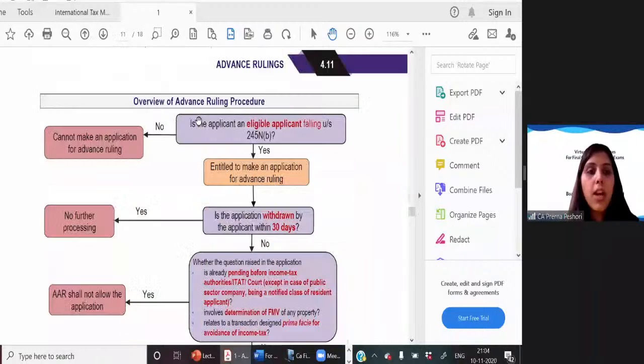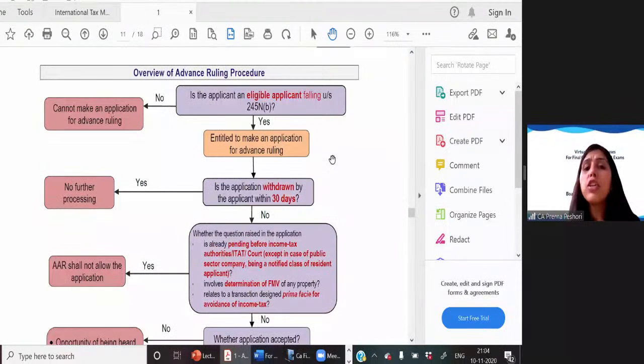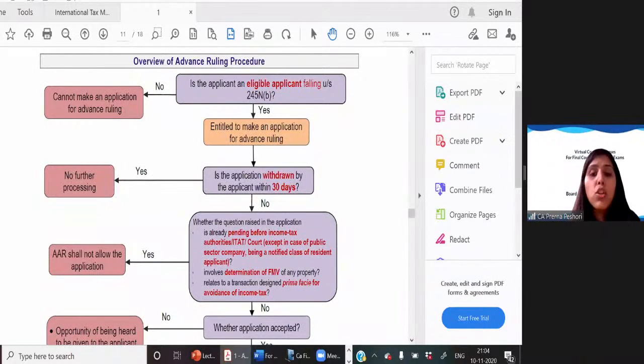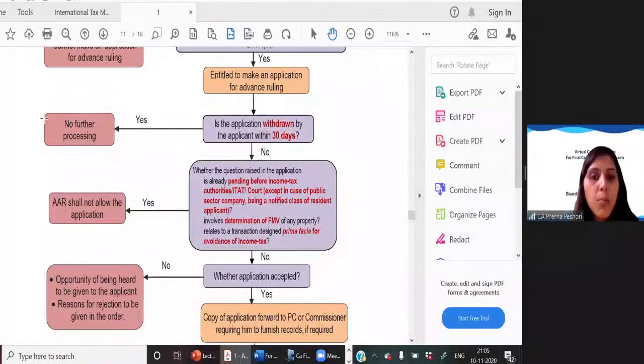So this is one chart. Is the applicant an eligible applicant falling under 245N(b)? If the answer is yes, you are entitled to make an application. Otherwise, you cannot. Is the application withdrawn by the applicant within 30 days? You can also withdraw the application within 30 days. And if, say, for example, you do not withdraw within 30 days, can you withdraw it after 30 days? It depends then on AR. If they allow you, you can. If they do not allow you, you cannot. So if you do not withdraw within 30 days, you can proceed with the application.